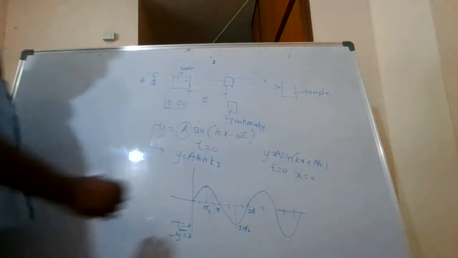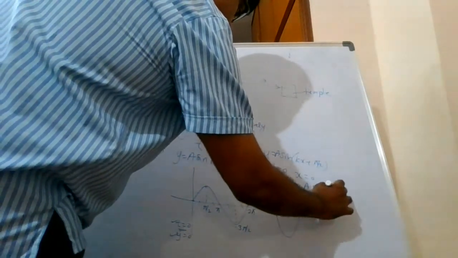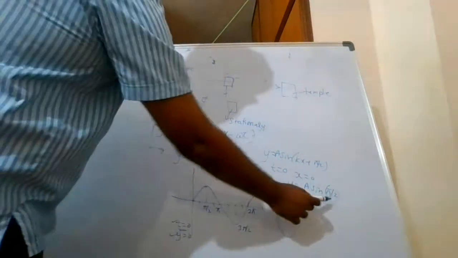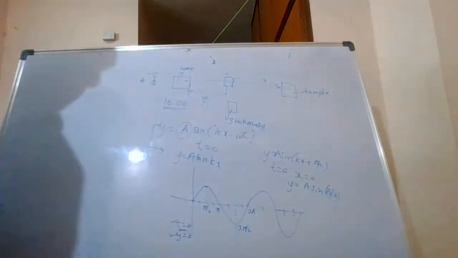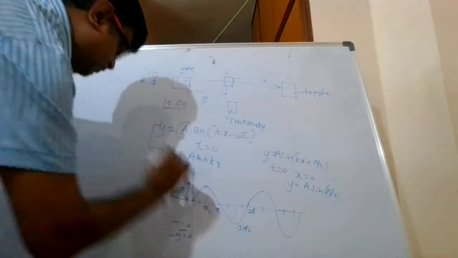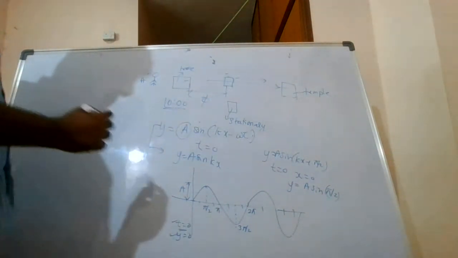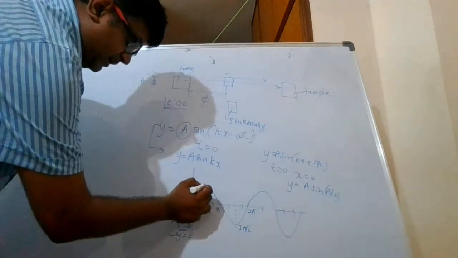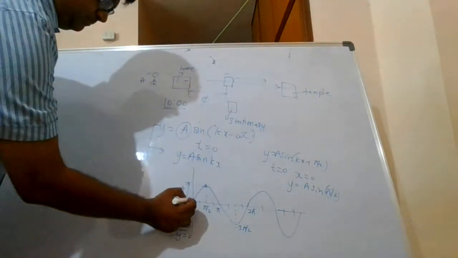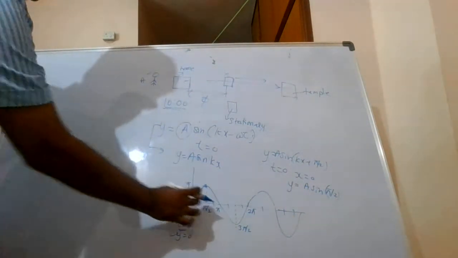Then what you are getting? You are getting y is equal to a sine pi by 2. But sine pi by 2 is 1. So y is equal to a. So what is your a? This distance is your a, amplitude. So at t is equal to 0, actually the wave is starting from this point. It is not starting from this point like in the previous case. So there is a gap.